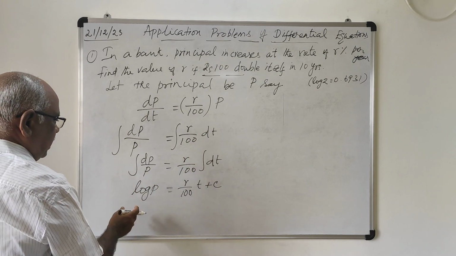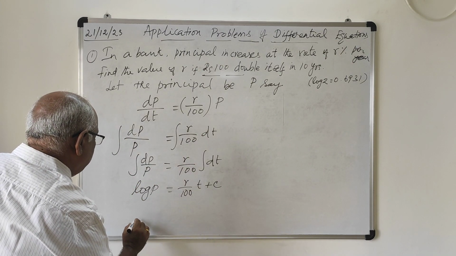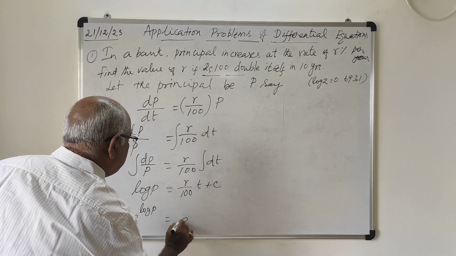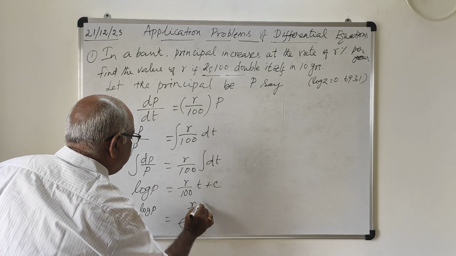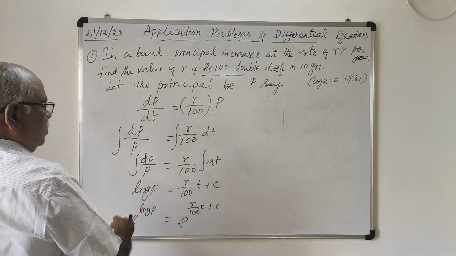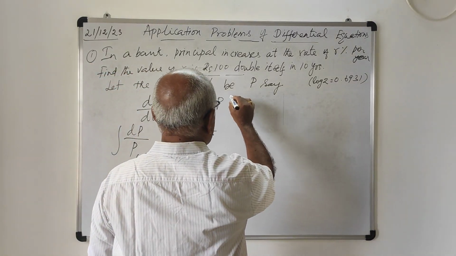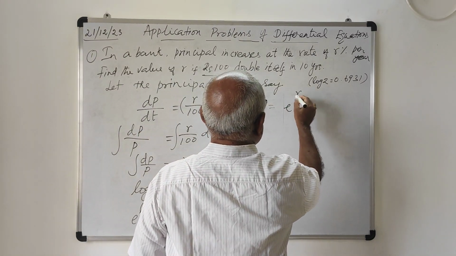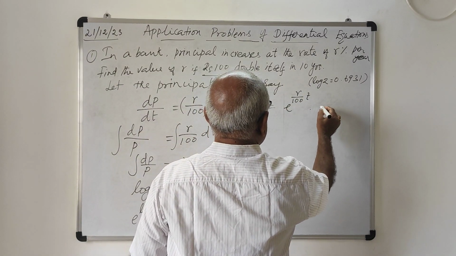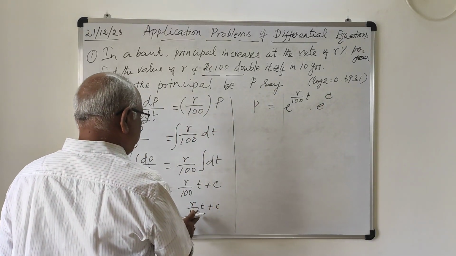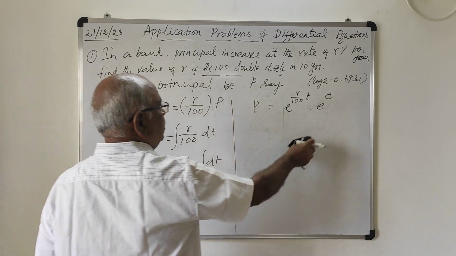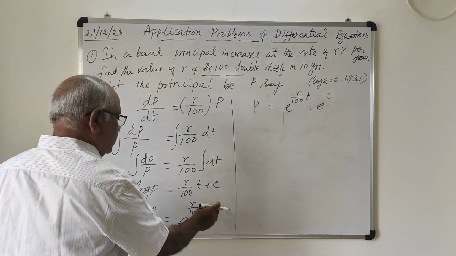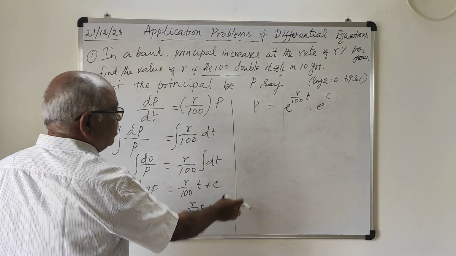Now exponentiation, raising the power of e. e power log P is P. e power log P equal to e power R by 100 t plus c. So e power log P is P. It is P equal to e power R by 100 into t into e power c, because e power R by 100 t plus c is e power R by 100 t into e power c, by a power m into a power n rule. You split this addition into e power R by 100 t into e power c.